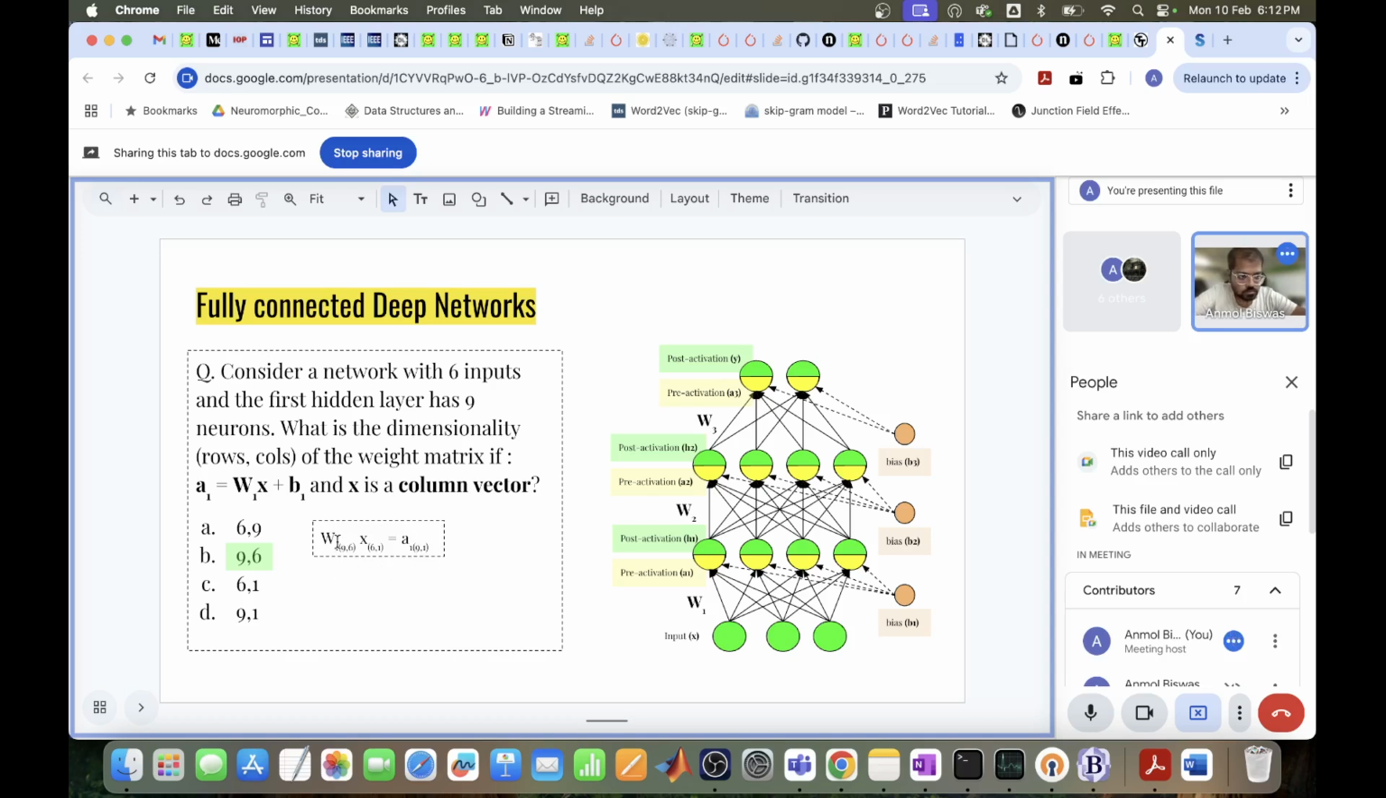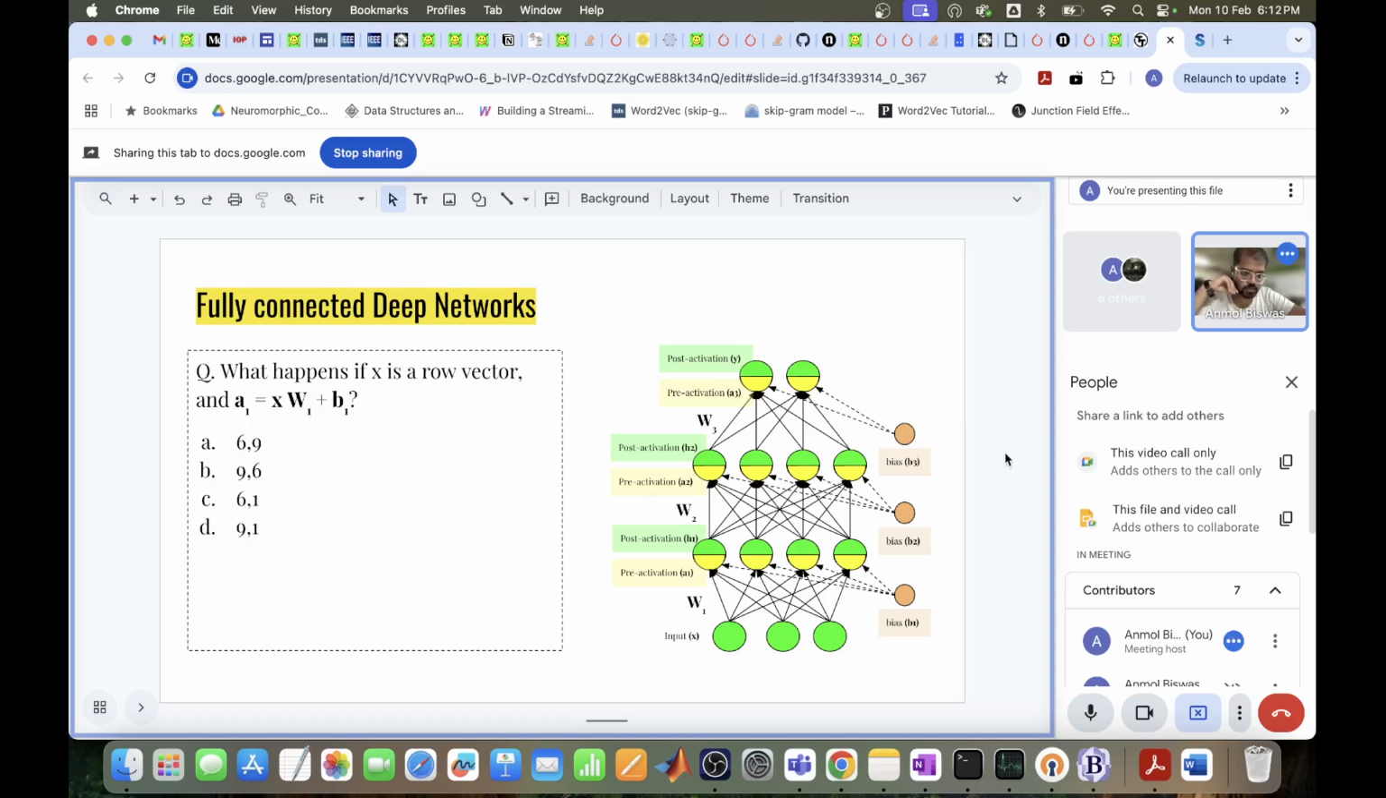The 6 in the middle gets consumed, because that's how matrix vector products happen, right? You can think of that as the dot products between the rows of the weight matrix and the column vector, so this part gets absorbed into it. That is one way of thinking about matrix multiplication, right? So yeah, 9 by 6, like I said.